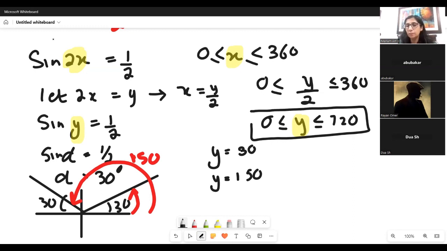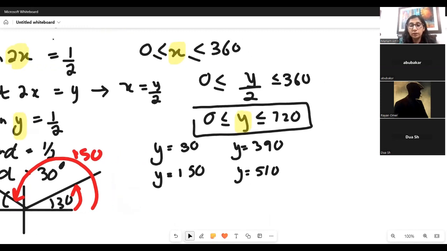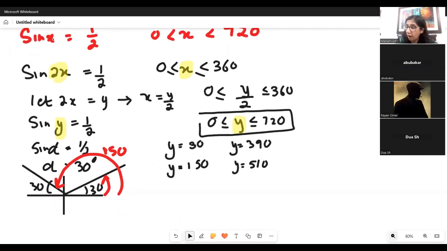So that means we need to keep adding 360 to 30 and 360 to 150 till we get all the answers in the given domain. So 30 plus 360 is 390. 150 plus 360 is 510. Can we add 360 to 510? No, we can't, because it becomes 870, which is bigger than 720. However, I think we can add 360 to 390. No, we can't, because that becomes 750. So these are the four answers of y.